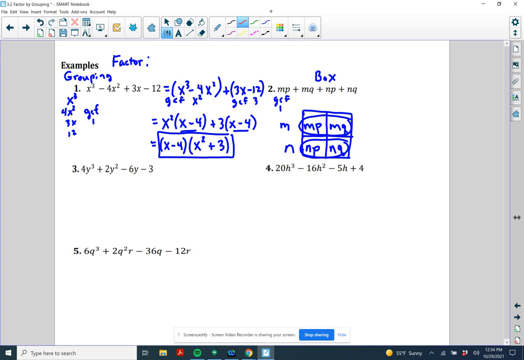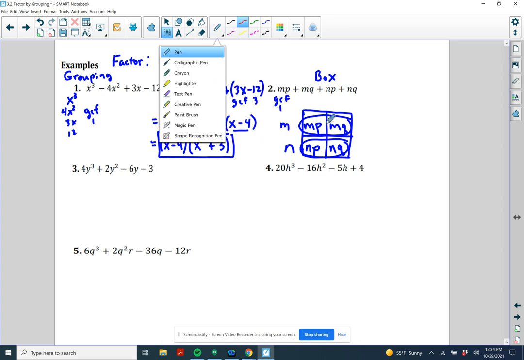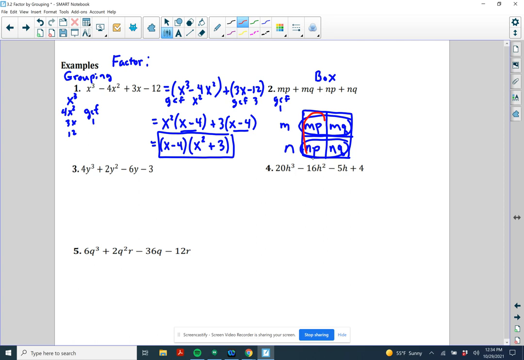Then I'm going to do the same thing with the columns. Let me change colors here really quick. Okay, and let's try this. Now I'm going to do this column. So MP and NP have a P in common. And then the last column, the MQ and the NQ have a Q in common. I'm going to switch back right here.